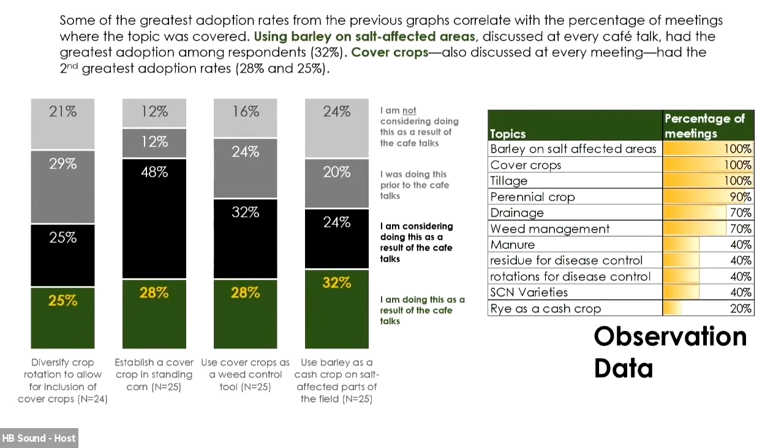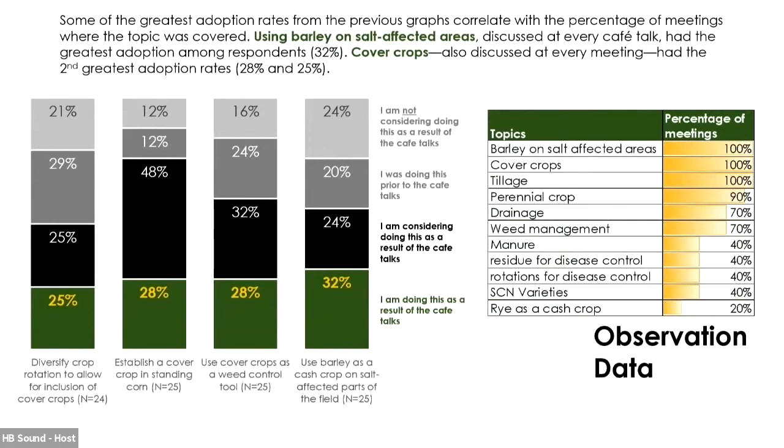On the left, these are the practices that people said they were adopting. So again, it's those green bars at the bottom are what they're adopting as a result. And then over on the right, this was just a quick and dirty, you can make those little bar graphs right in your Excel sheet. And it shows you what topics were covered at every single meeting.